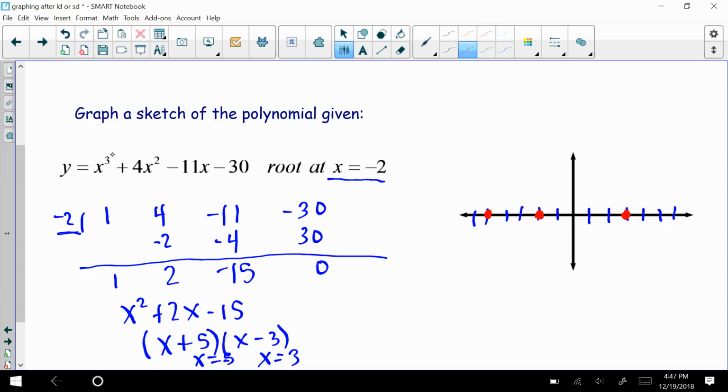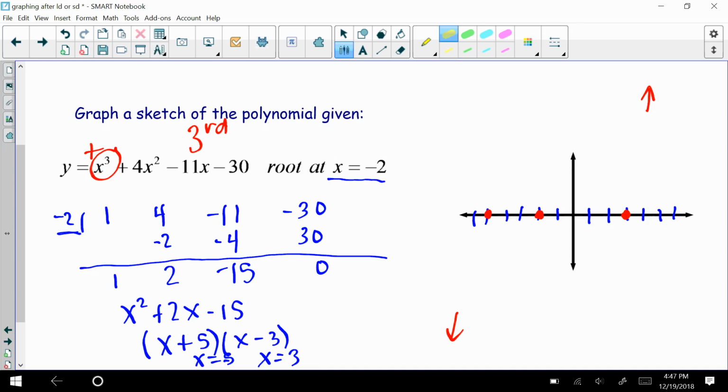Now, if you go back, if you remember, this is a third degree, and that is a positive. So if you're positive, your right arrow is going up. And since it's a third degree, we're odd, and our arrows are going in different directions. And then I just go back and look.